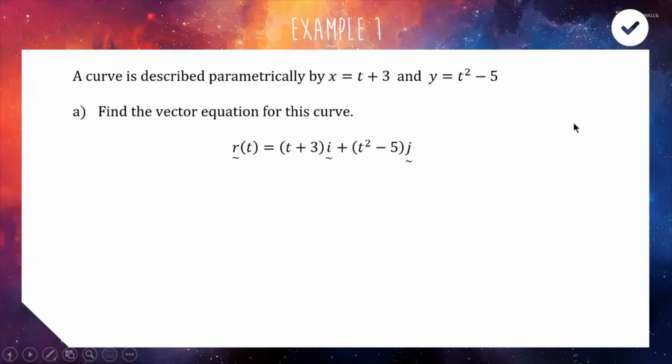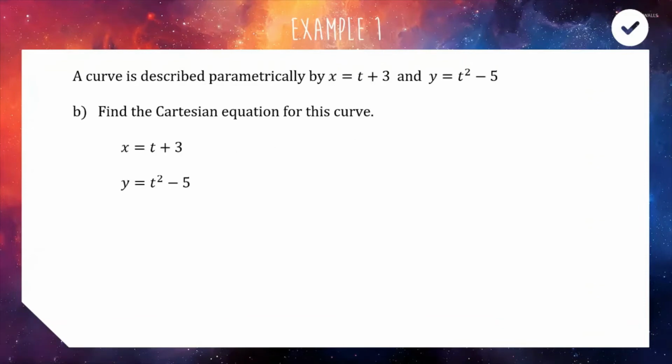Now for the actual maths: find the Cartesian equation. This is a pretty simple one, reminiscent of Extension 1. We are just combining these two equations together to have a function that's only in terms of x and y. We're going to rearrange the first equation and substitute it into the second one. If x is t plus 3, then t is going to be x minus 3, just taking the plus 3 across.